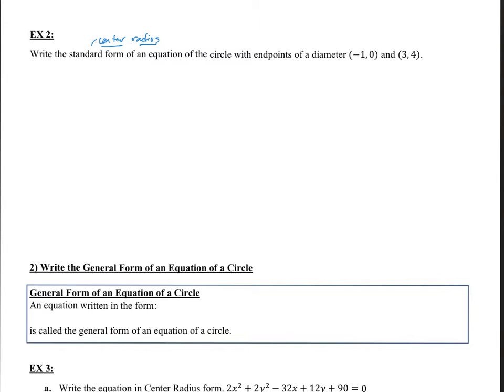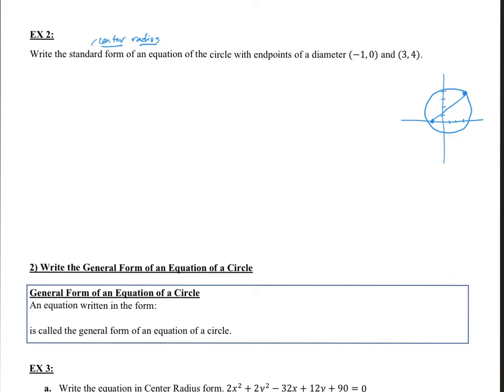So let's just draw a quick sketch. We have our coordinate plane, and (-1, 0) is one end of the diameter, and (3, 4) is the other. So this is the diameter. What does diameter mean? A diameter goes perfectly from one end of my circle to the other. So we know it looks generally something like this.